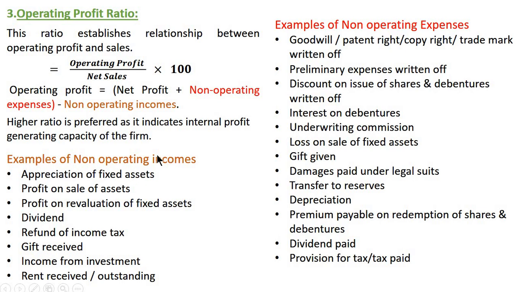The examples of non-operating incomes are appreciation of fixed assets, profit on sale of assets, profit on revaluation of fixed assets, dividend received, refund of income tax, gift received, income from investment, and rent received or outstanding. These are the non-operating incomes we have to deduct after adding the net profit and non-operating expenses. A higher operating ratio is preferred as it indicates the internal profit generating capacity of the firm.